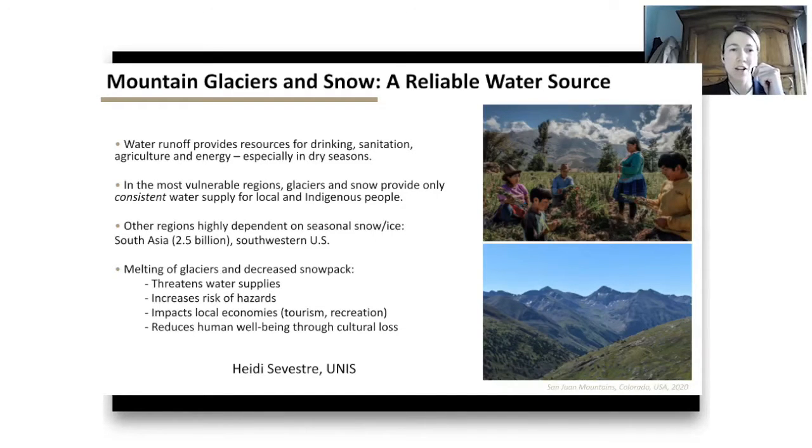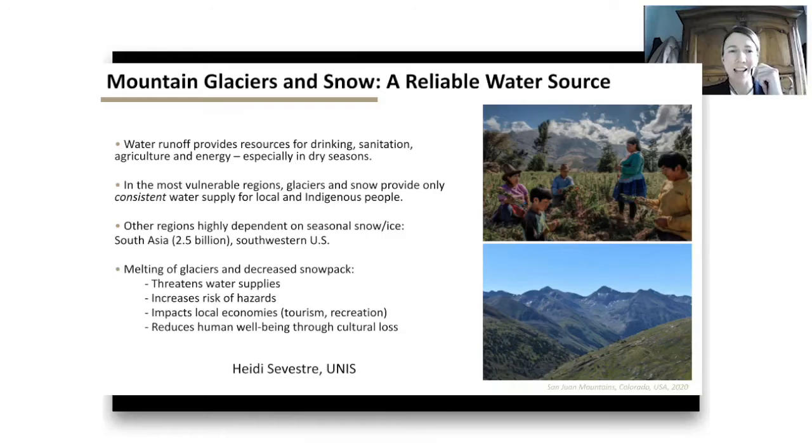and ecosystems. The main service provided by snow and ice is to provide fresh water when they melt, partially or totally. This water can be used for drinking, for sanitation, irrigation, for the production of hydroelectricity. In some regions, like in tropical areas and in the northern Andes, glaciers are the only consistent and reliable water supply for local and indigenous people. In other regions, seasonal snow is among the most important water resources, such as in southwestern US.